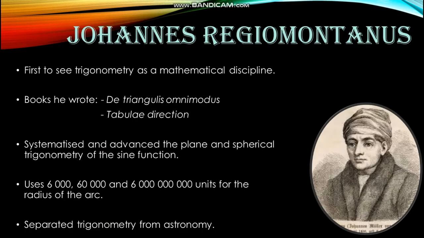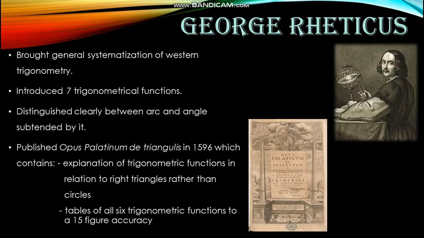Trigonometry in the Renaissance. Johannes Regiomontanus was the first to see trigonometry as a mathematical discipline. The books he wrote, De Triangulis Omnimodis and Tabulae Directionum, systematized and advanced the plane and spherical trigonometry of the sine function. He used 6,000, 60,000 and 6 billion units for the radius of the arc, and separated trigonometry from astronomy.